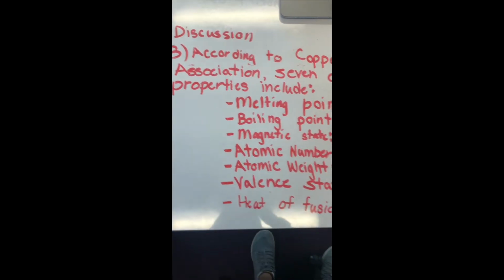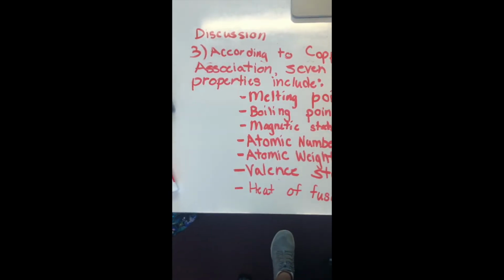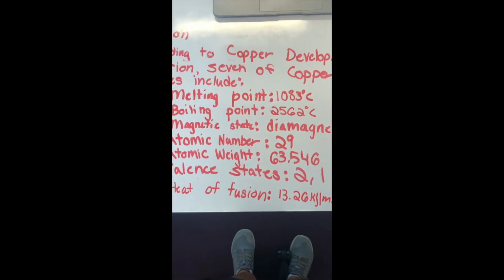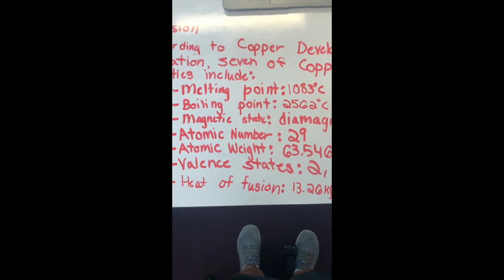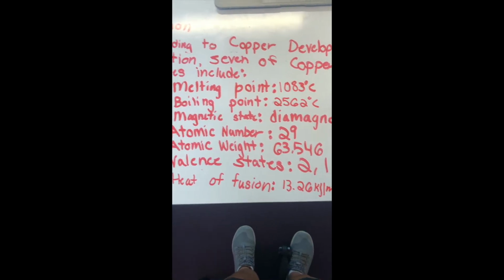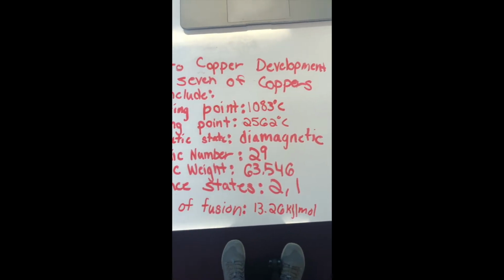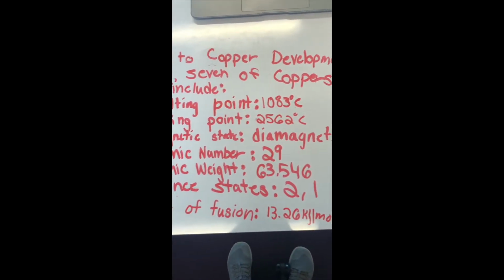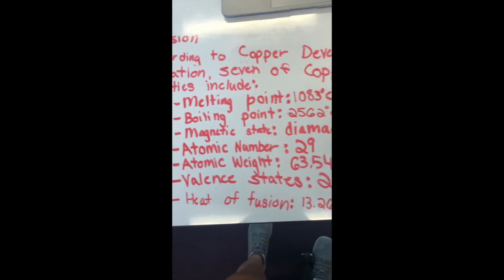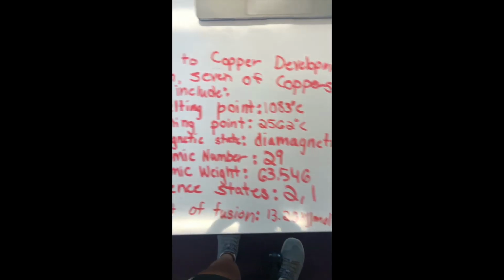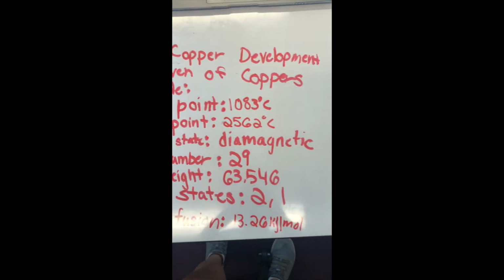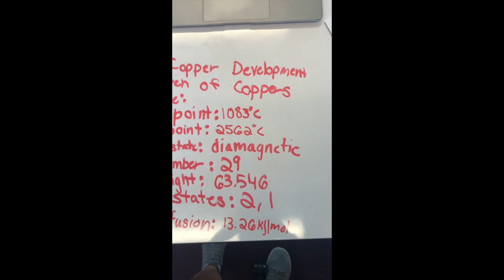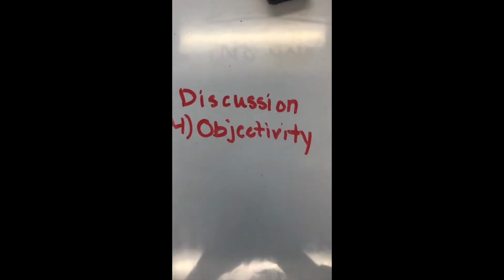For discussion question number 3, according to the Copper Development Association, 7 of copper's properties include: melting point is 1,083 degrees Celsius, boiling point is 2,562 degrees Celsius, magnetic state is diamagnetic, the atomic number is 29, the atomic weight is 63.546, its valence states are 2 and 1, its heat of fusion is 13.26 kilojoules per mole. Discussion question number 4, objectivity.